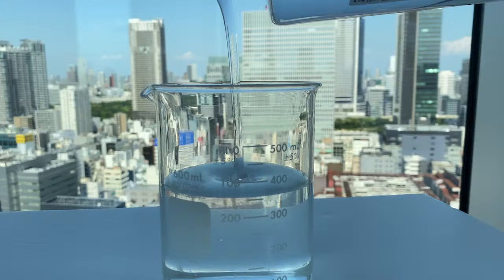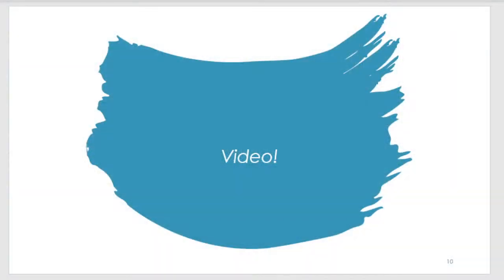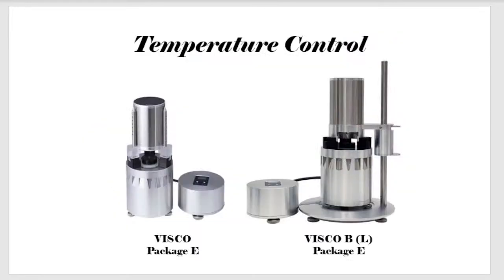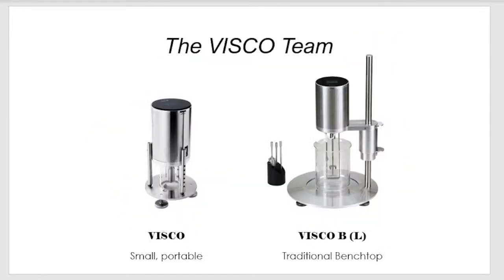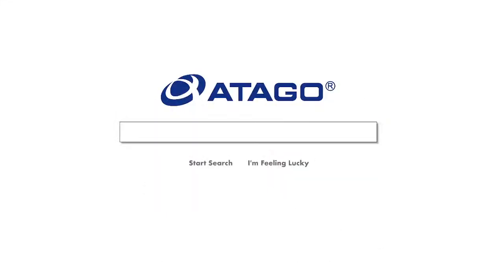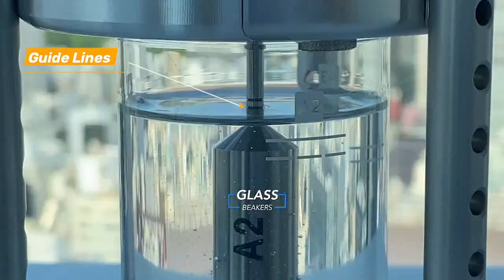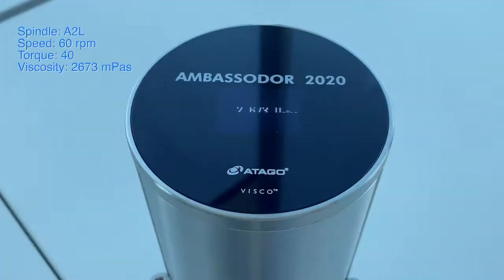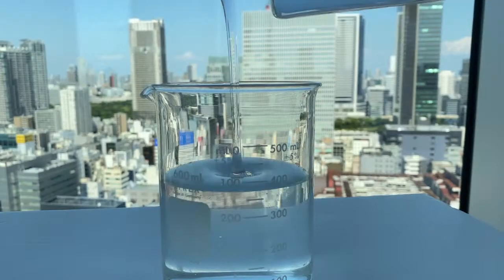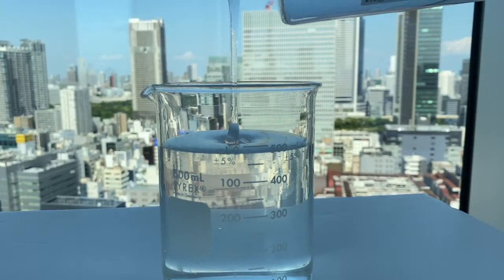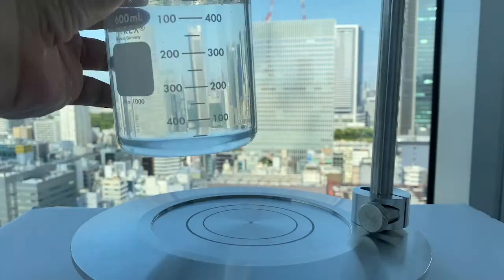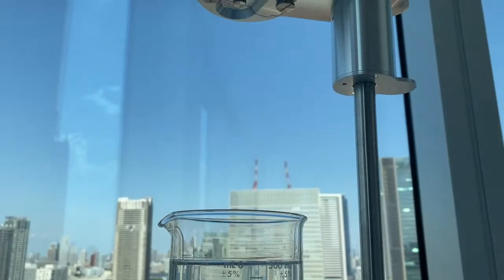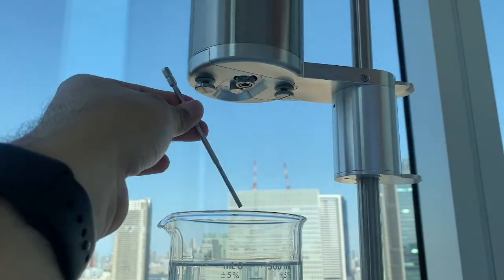So remember I mentioned before that the Visco BL uses 500 milliliter sample or container. That's what you're seeing here, 500 milliliter beaker filled up. I went a little too much there, but I took out some. And this is the bench top viscometer.